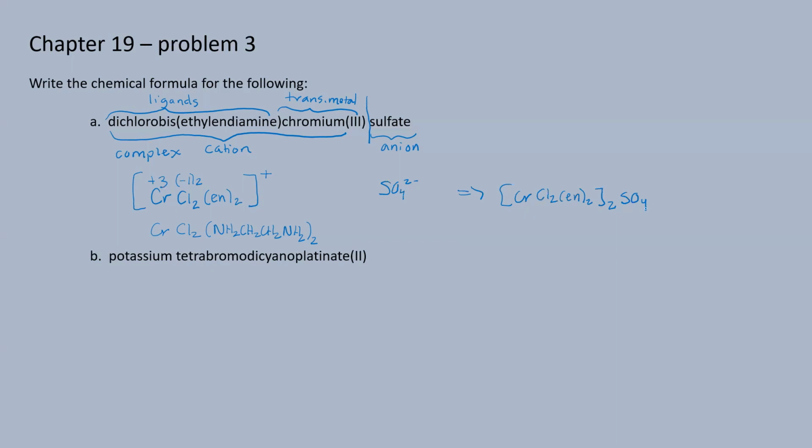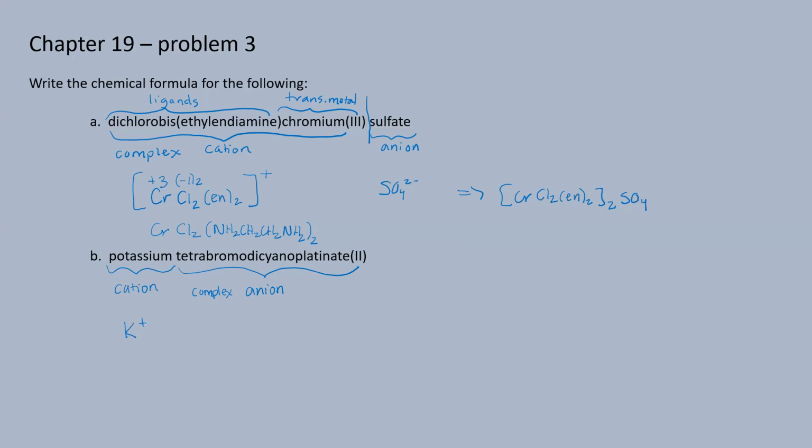Okay, part B, potassium tetrabromo dicyano platinate(II). So potassium is the cation, and then everything else is the anion. So notice this time that the transition metal with the ligands is part of the anion. So we would call that a complex anion. So the cation, potassium, is +1. We'll come back to that.